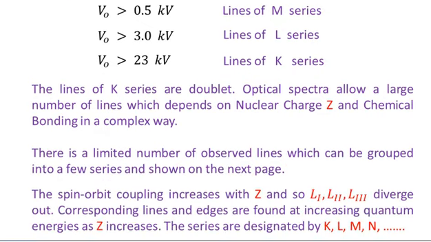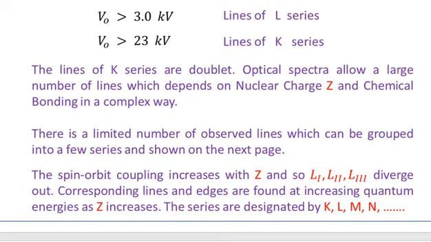The lines of K series are doublet. Optical spectra allow a large number of lines, which depend on the nuclear charge Z and the chemical bonding in a complex way. So these are the two parameters: one is the nuclear charge Z and the other is the chemical bonding. These two parameters determine the optical spectra, and the large number of lines will depend upon them.